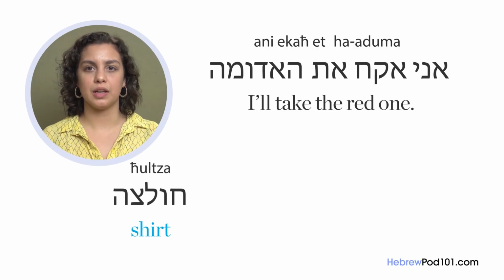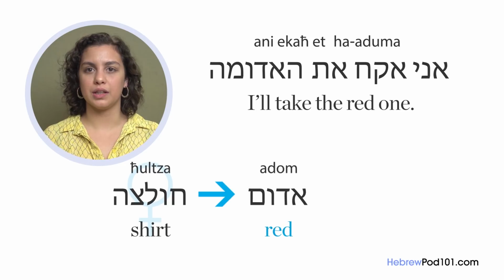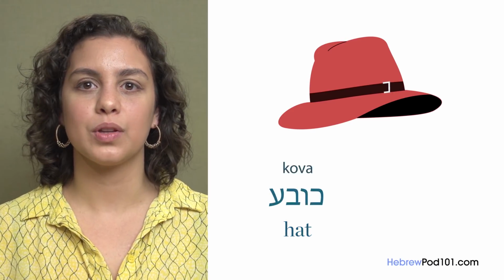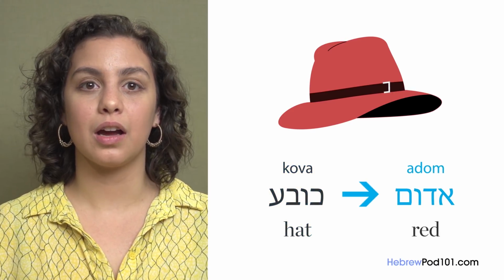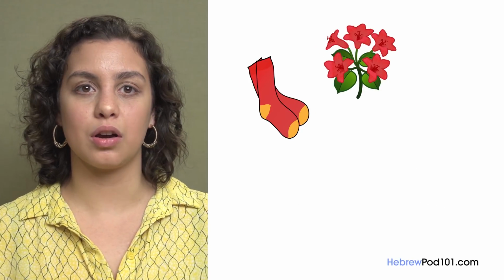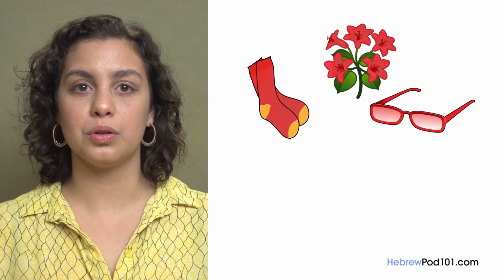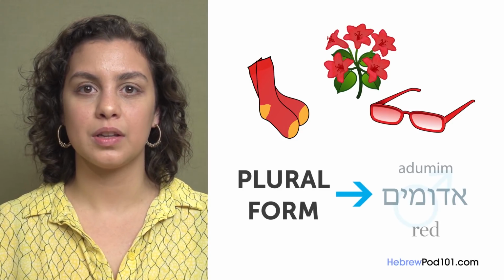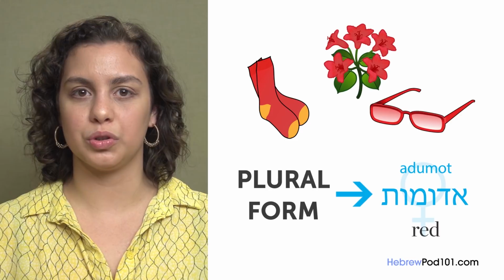The word for shirt in Hebrew, chulza, is feminine, so the adjective red, adom, took its feminine form, aduma. If you were to buy a hat instead of a shirt, you would have to match the adjective to the gender of the masculine word hat, kova, and say adom. Likewise, if you want to refer to an item that has the plural form, like flowers, socks, or glasses, you'll use the plural form for the adjectives, adumim or adumot.